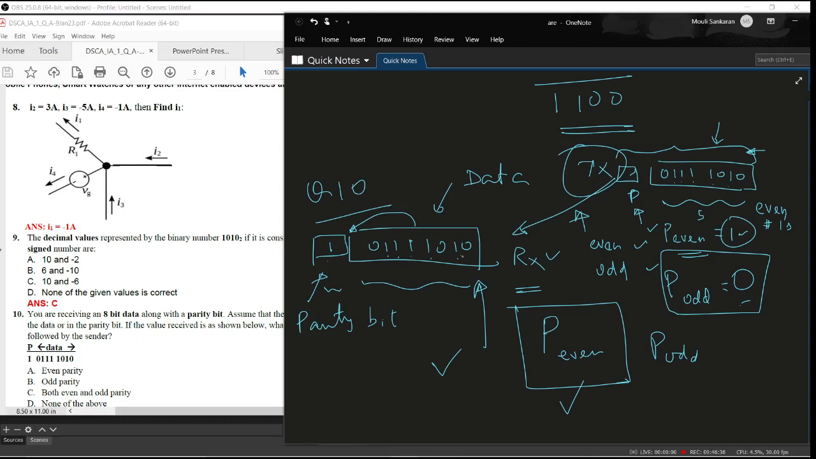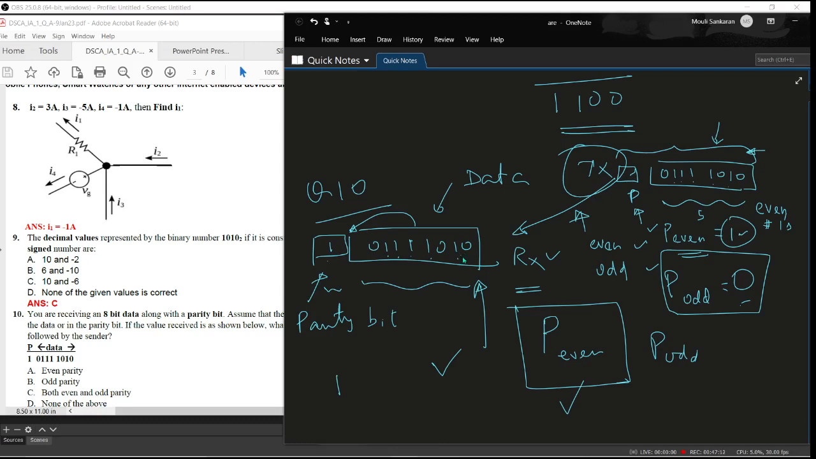But what if two bits have changed? Suppose two ones have become 0, then the number of ones will still remain valid. Suppose we normally have 6 ones in this data, and two of them have become 0, a 2-bit error, then still the number of ones will be even. Then the receiver will assume that this data is correct. It doesn't know the actual data a priori, so it will think that an even number of ones is good. So in this parity system, more than one bit error will not be detected.